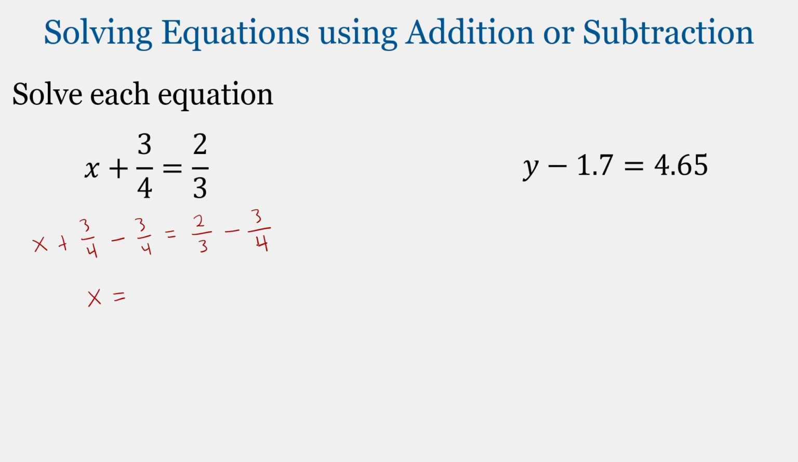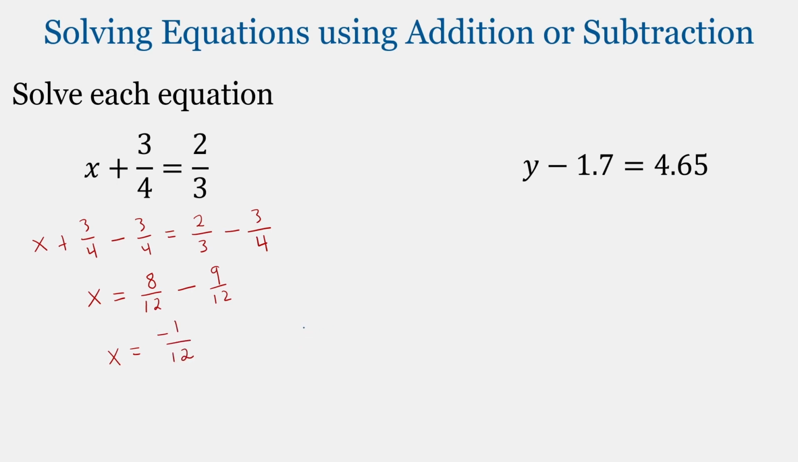When we add and subtract fractions, we need a common denominator. A common denominator here is 12. So that's 8/12 minus 9/12. We now have a common denominator. 8 minus 9 is -1. So we have x equal to -1/12.